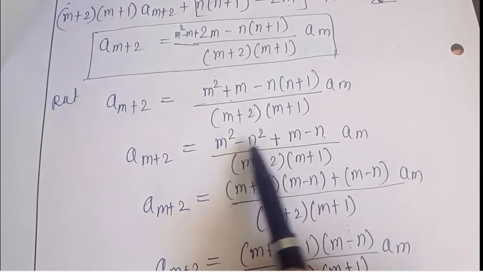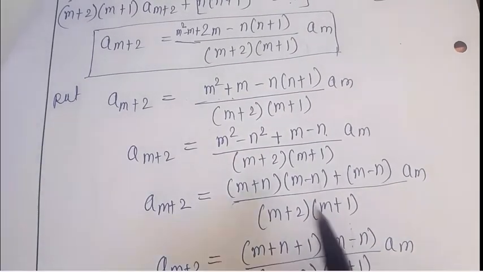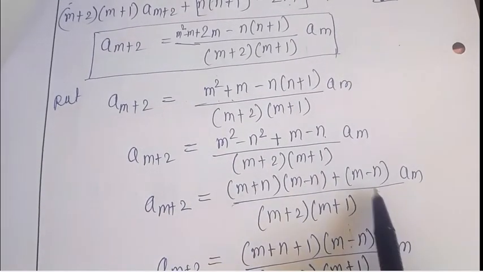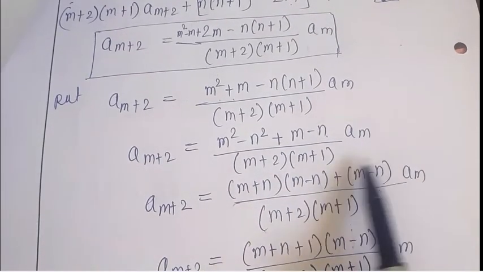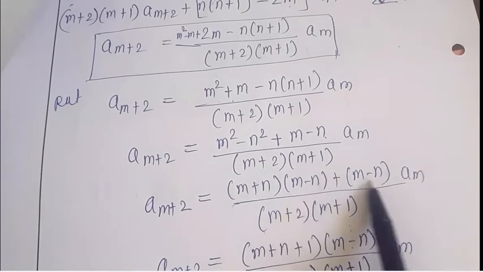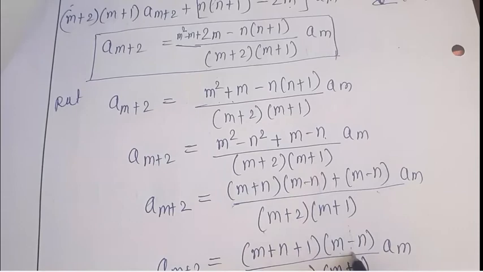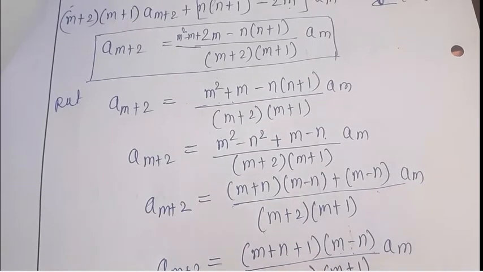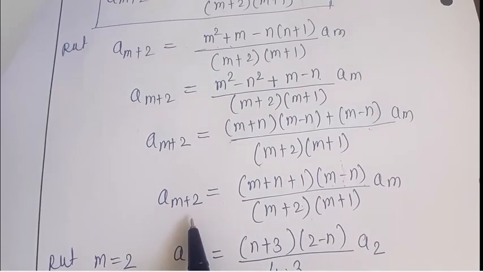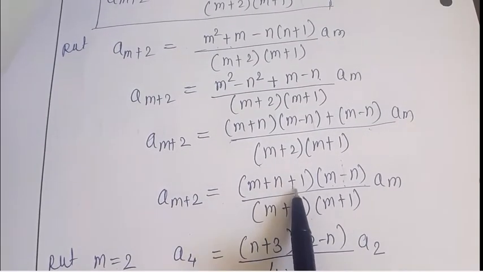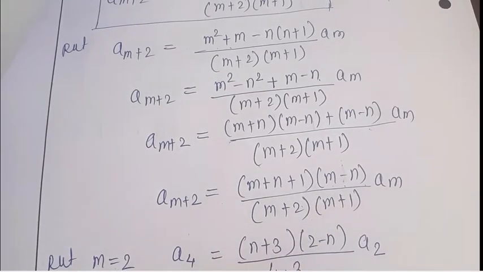Now m squared minus n squared is a squared minus b squared. So what are the factors? (m+n)(m-n). Here m minus n is a common term in the numerator, so we take it outside. Remaining is m plus n plus 1. So a_{m+2} is (m-n)(m+n+1) divided by (m+2)(m+1) times a_m.